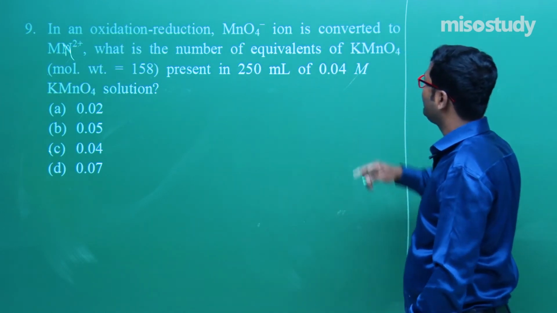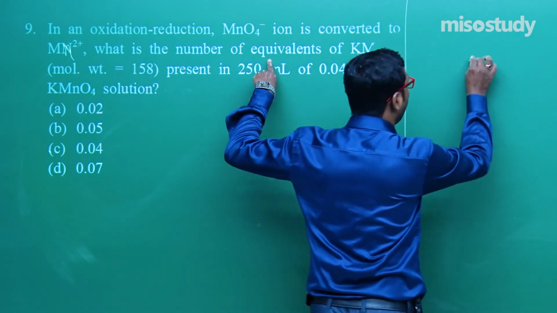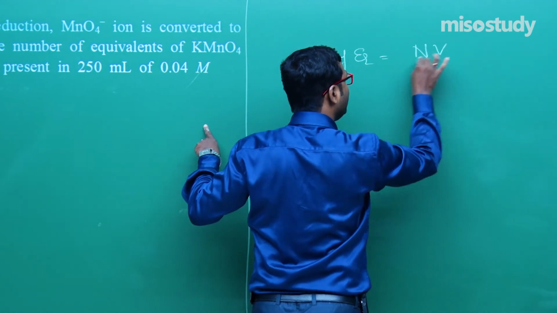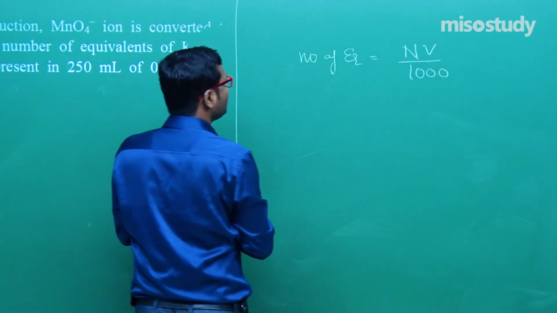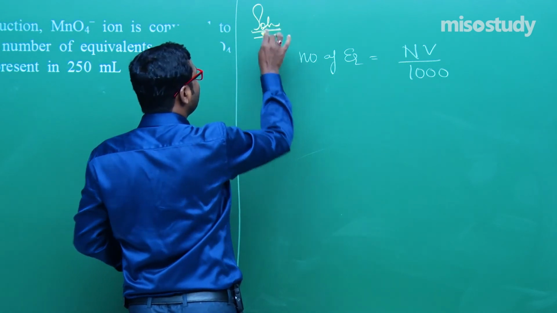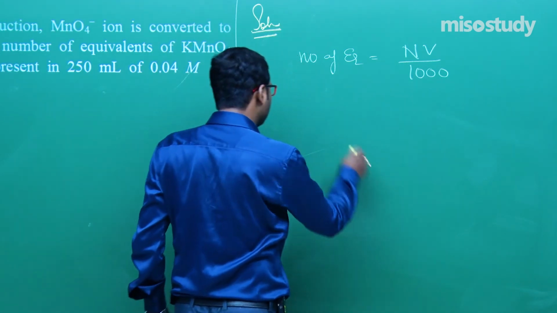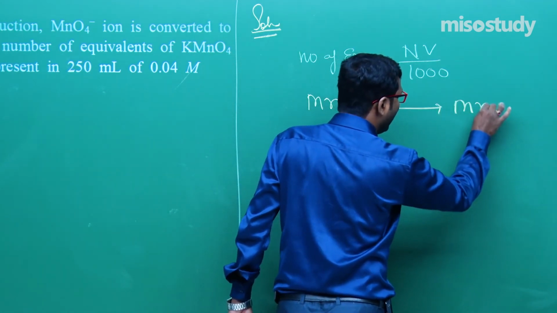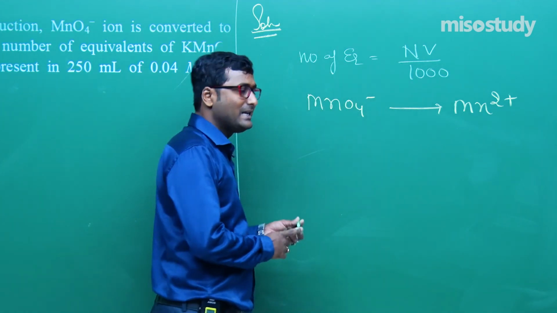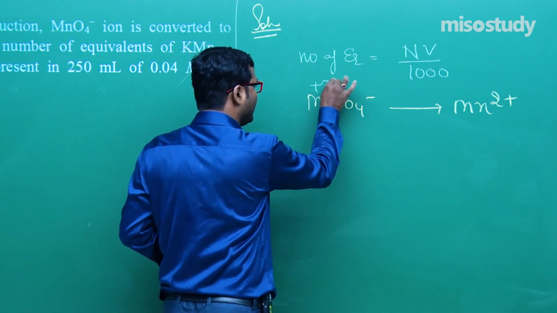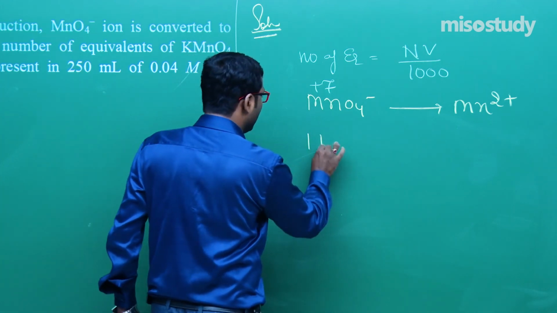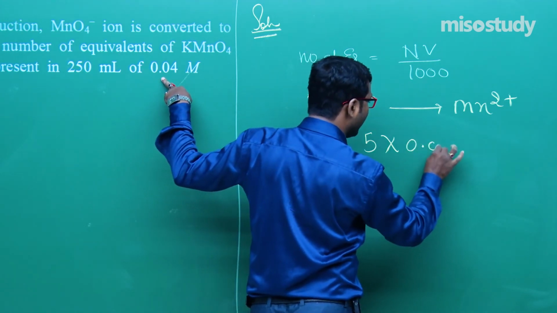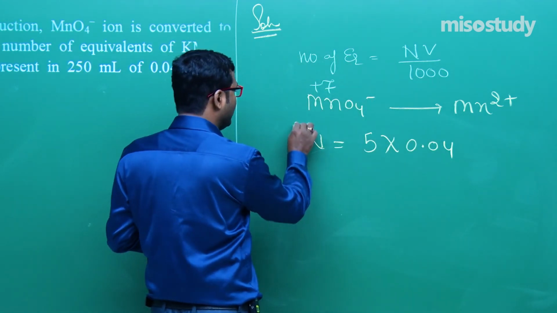What is given here? Number of equivalent. As we know, number of equivalent is equal to NV upon 1000. Yes sir, this is the formula, but here normality is not given, here molarity is given. As we know, in acidic medium, MnO4 minus converted to Mn2 plus. Yes sir, that is total change in oxidation state is 5. So normality is equal to 5 multiply molarity, put the value 0.04. We get the normality here.